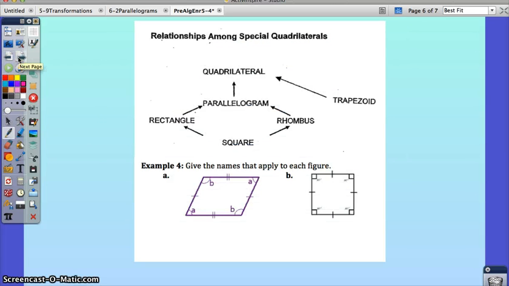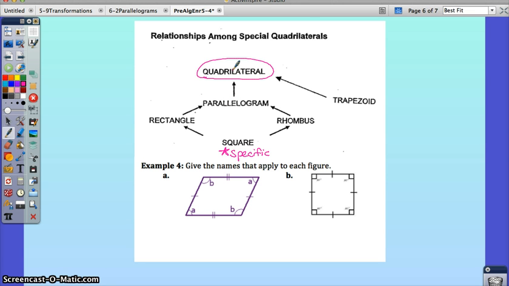There's another picture to help you, and it's kind of like a flow chart. So quadrilateral is the most general, okay? All of these that point to quadrilateral are quadrilaterals. Square is the most specific. So all squares are rhombuses, are parallelograms, are rectangles, and are quadrilaterals. A rectangle is only a parallelogram and a quadrilateral.